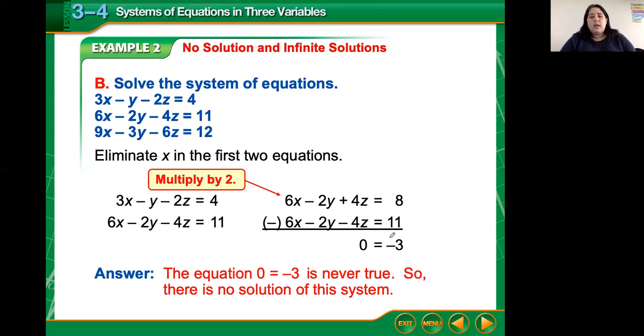It would be the same thing if that popped up. If you had a 0 equals 0 and then a 0 equals 3 when you're checking your work for the infinite solutions, it would become no solution, because as soon as you have that false statement, it's just not possible to happen.